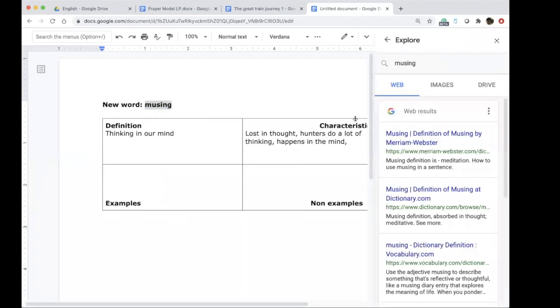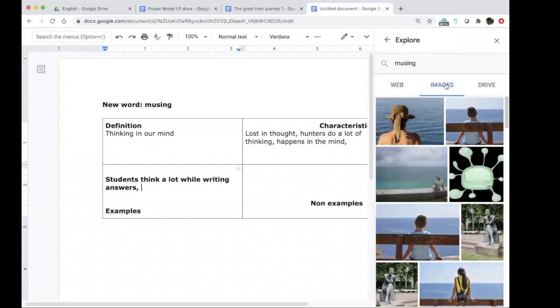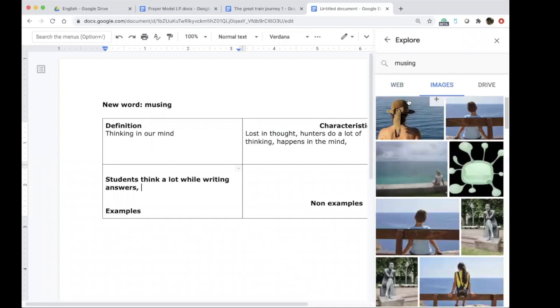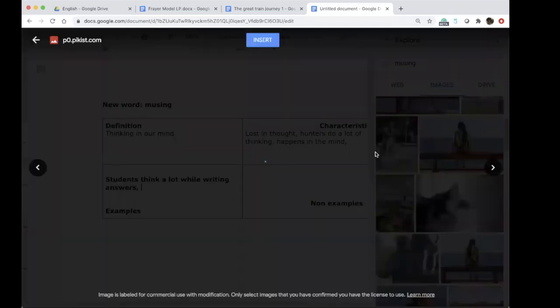When we are writing an exam, we have to think a lot of answers in our mind. Students think a lot while writing answers. That's one example. We can also use some images to see the examples of thinking and not examples of thinking.